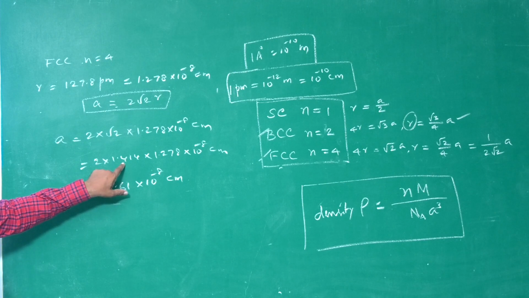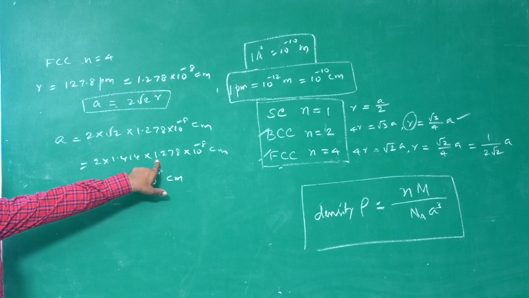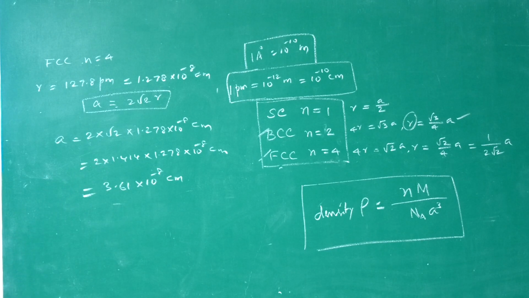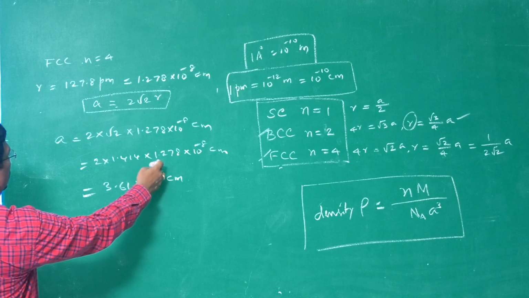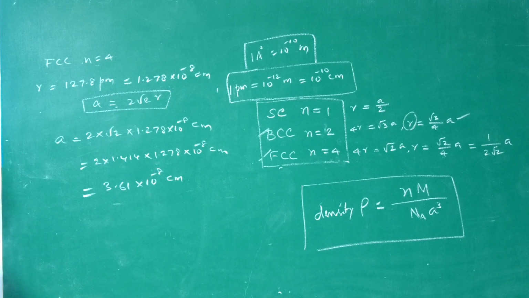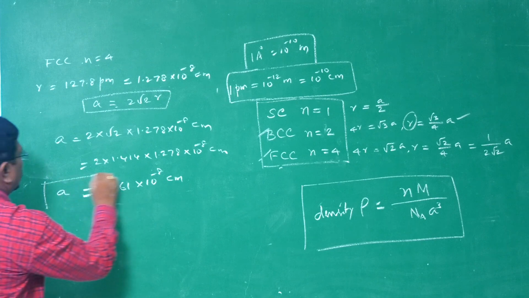2 into 1.5, 3. 3 into 1.2, 3 into 12, 36, 3.6. In a shortcut manner, we can solve very easily. That's all. So, A is calculated.